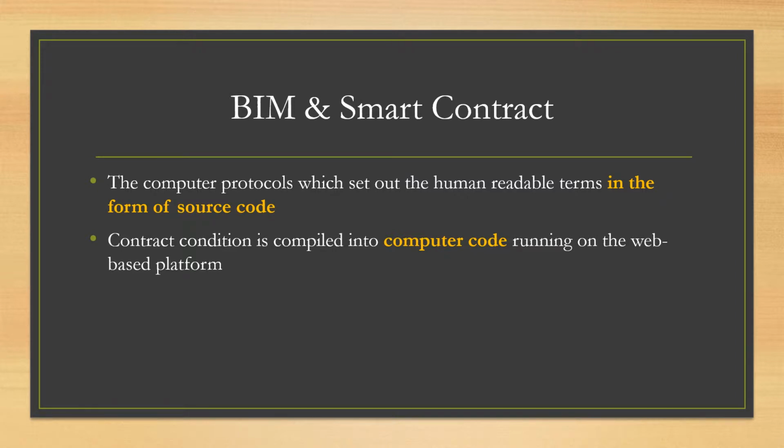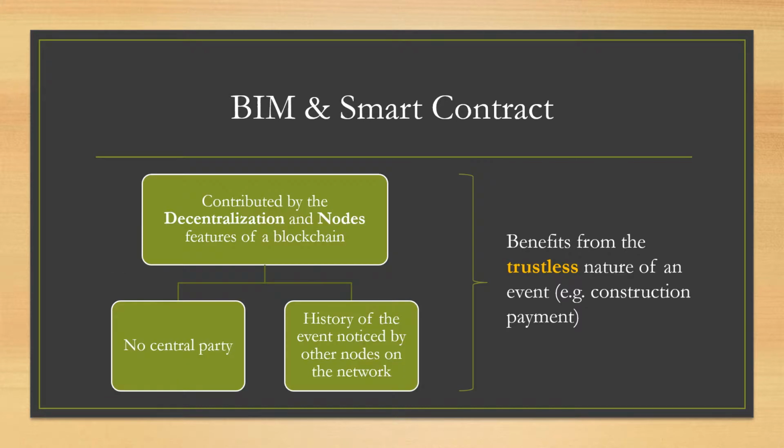Another application of the blockchain system on BIM is the use of the combination of smart contract and BIM. The invention of smart contract is contributed by two features of the blockchain system. Decentralization means that the contract and events are not managed by a central party who might have self-interest in dealing with the event. On the other hand, the history of the manipulation of data during the events will be permanently embedded into the system and be noticed by every node on the network. The smart contract based on these features benefits the parties from the trustless nature of the events.